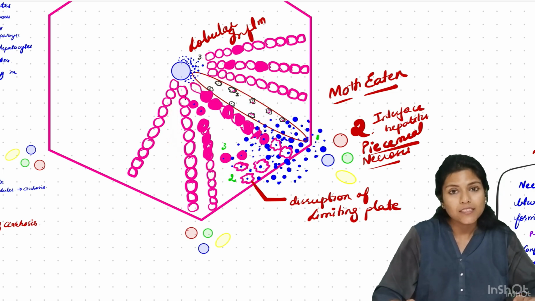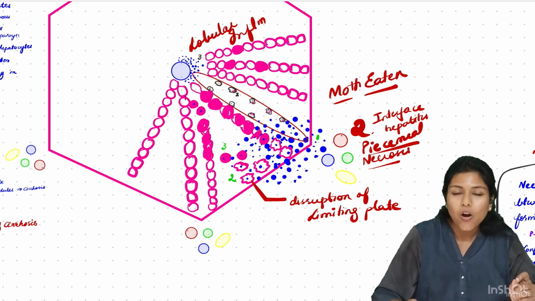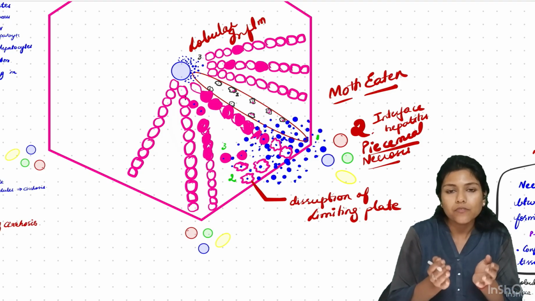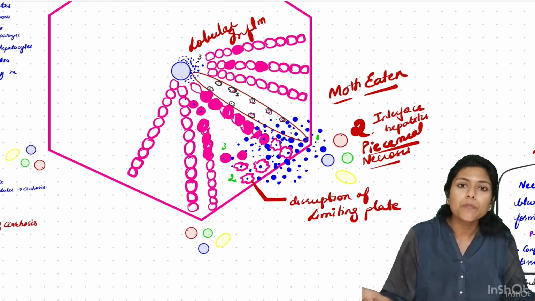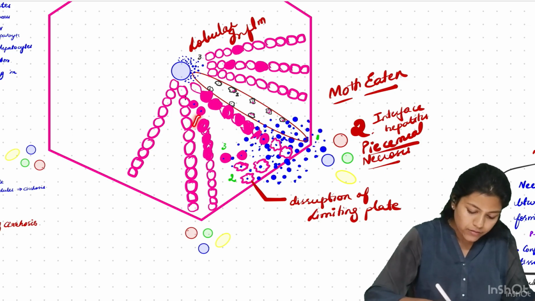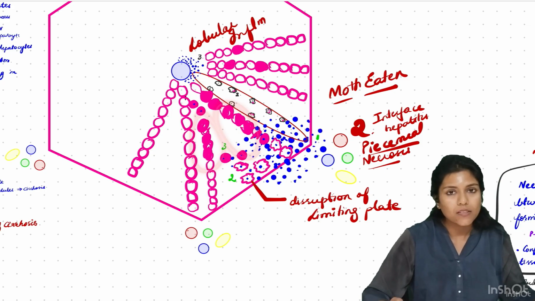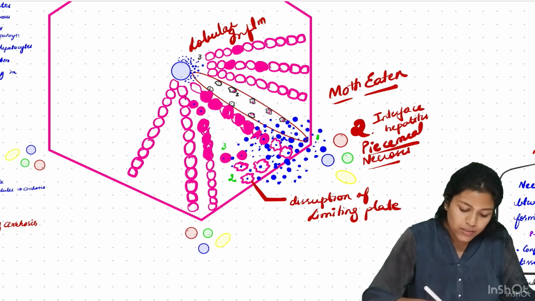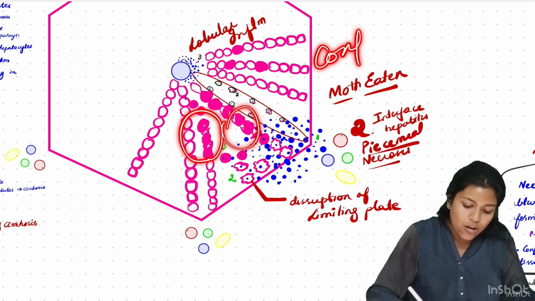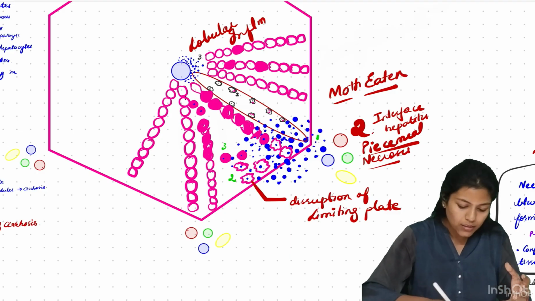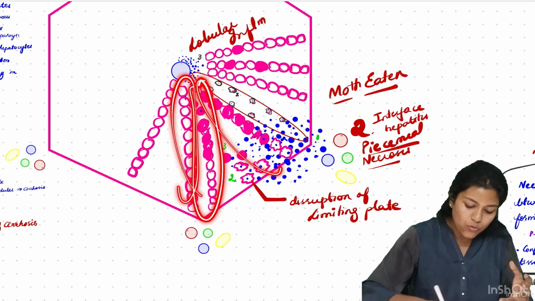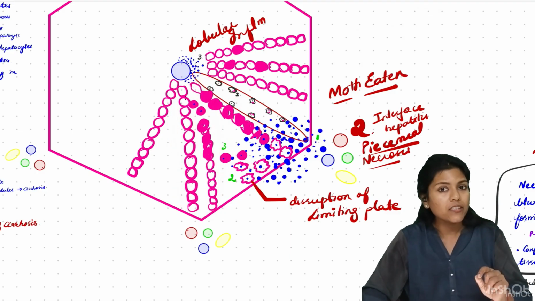I have discussed this in acute viral hepatitis. Confluent necrosis is a cluster of cells undergoing necrosis. So a large cluster will become a bridging necrosis. Firstly, a cluster of hepatocytes undergoes necrosis, which is confluent necrosis. Now this progresses further and the entire strand will undergo necrosis. This is called bridging necrosis.